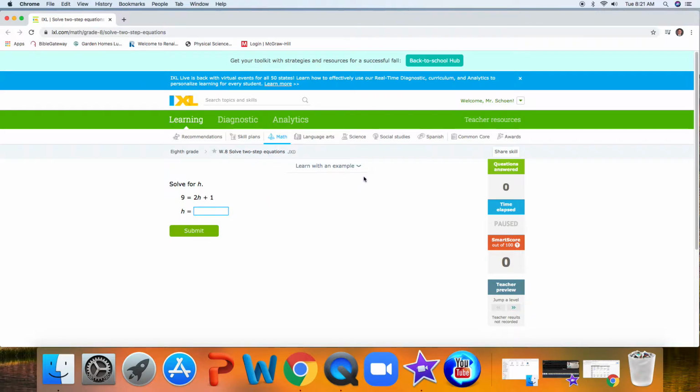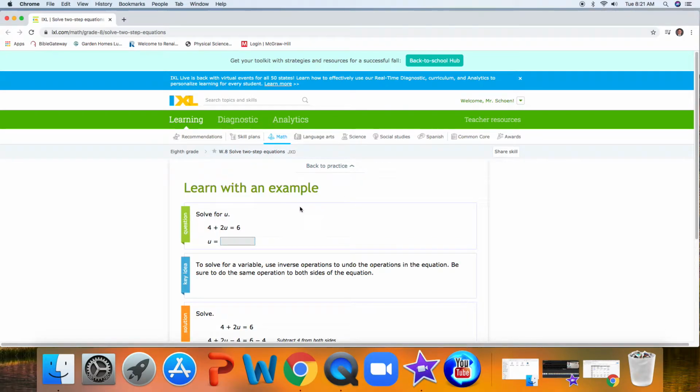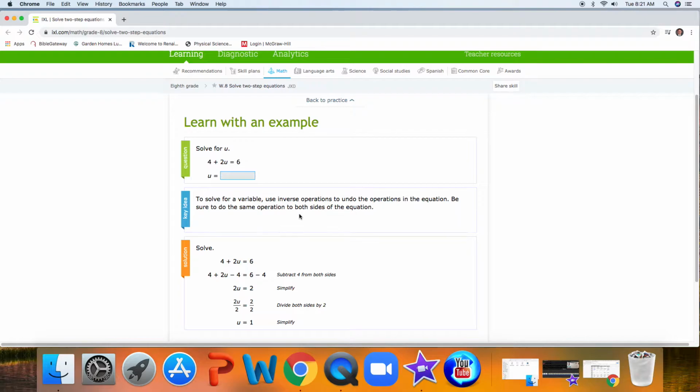And we learned yesterday that you remove those numbers on the side of the expression with the variable by working in reverse order. So instead of following order of operations, you're actually going the opposite direction and doing addition and subtraction first, then multiplication and division. If I click on this tab here, learn with an example, it drops down what you're exactly supposed to do. So let's take a look.